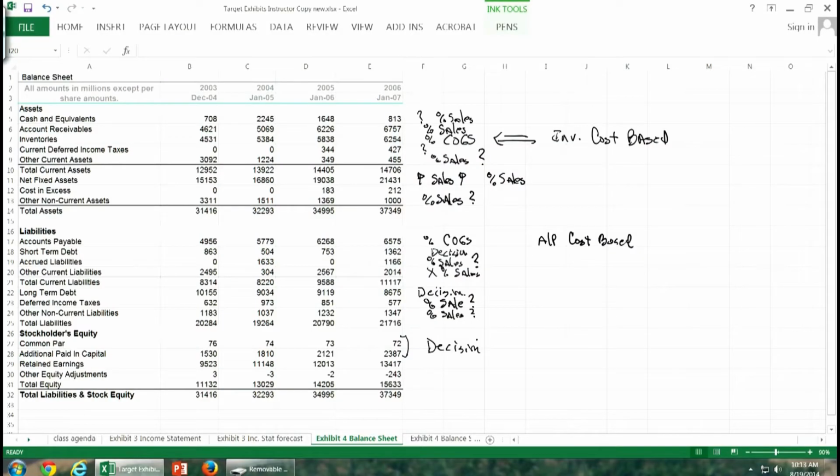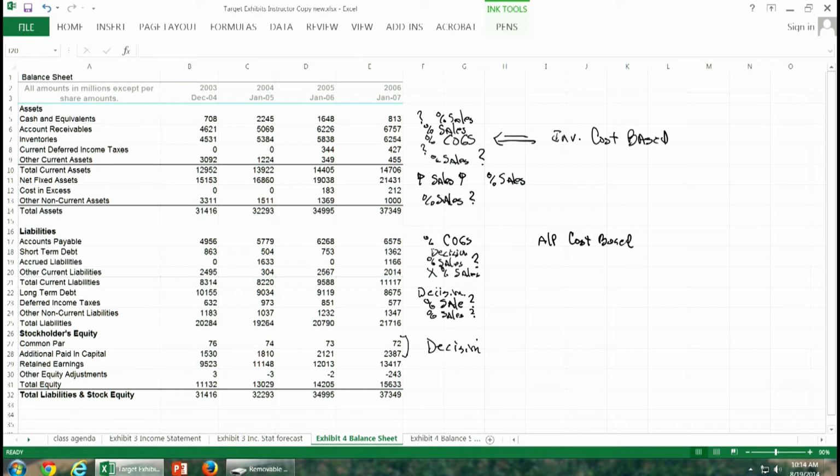Now, this is only going to change if they decide to issue. Okay, this is only going to change if they decide actually to issue more shares. So that's going to be a decision variable. It's not going to change automatically with sales.